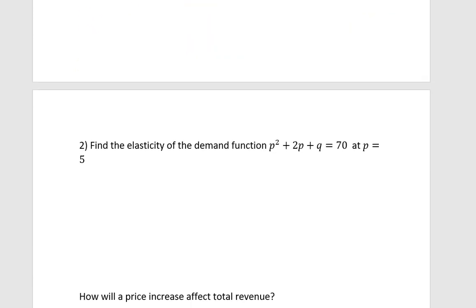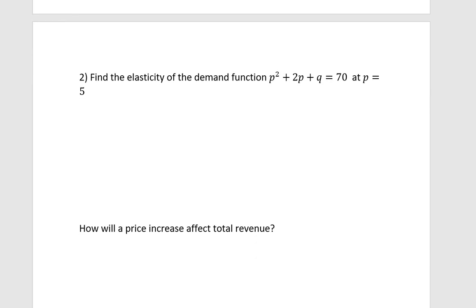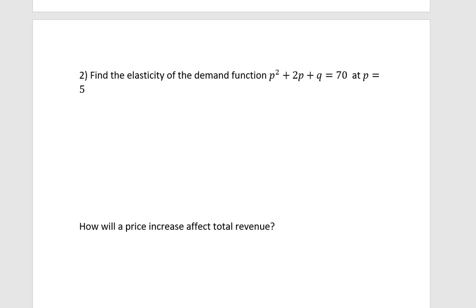Okay, great. Now for number 2, we want to find the elasticity of the demand function p squared plus 2p plus q equals 70 at p equals 5. So first, just like last time, we want to solve for q. So we're going to have q equals 70 minus 2p minus p squared.